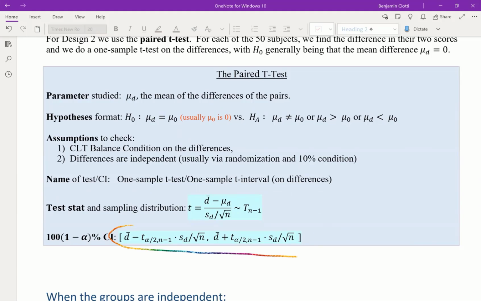And similarly, we have our confidence interval formula where you take your point estimate and do either plus or minus the critical t-score times the standard error.